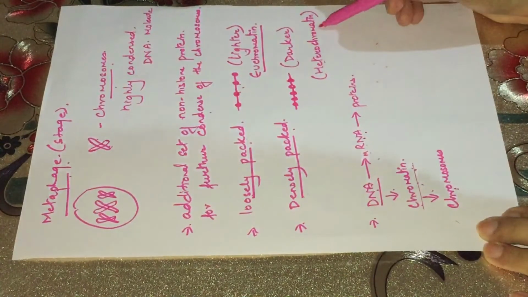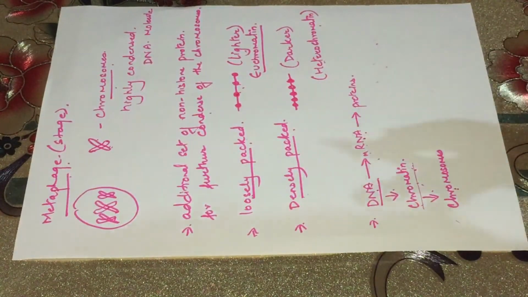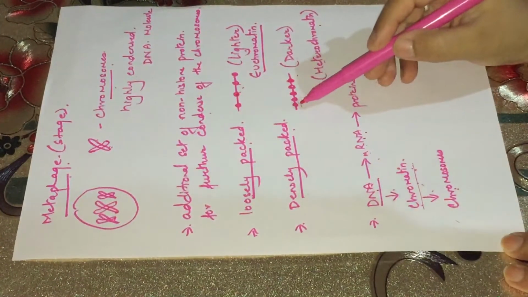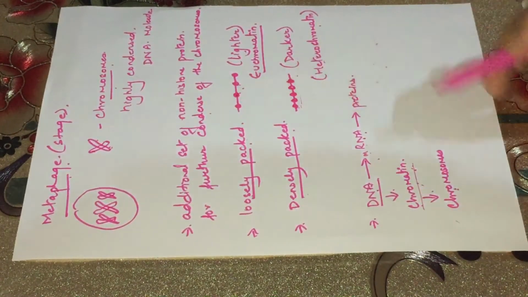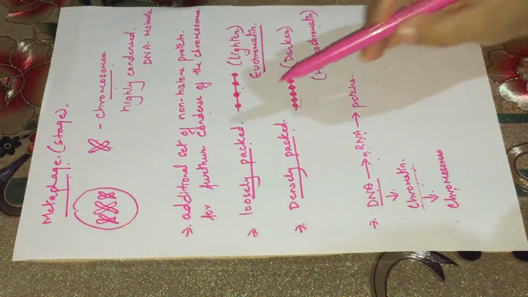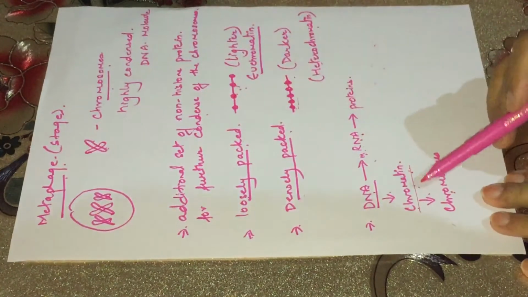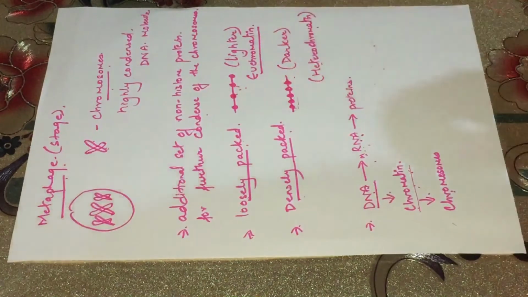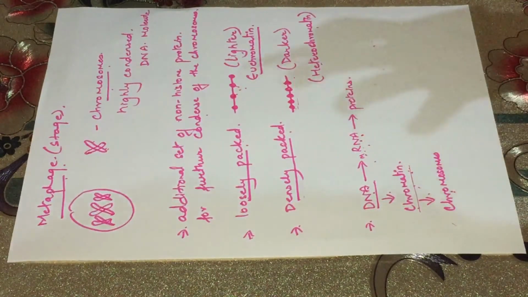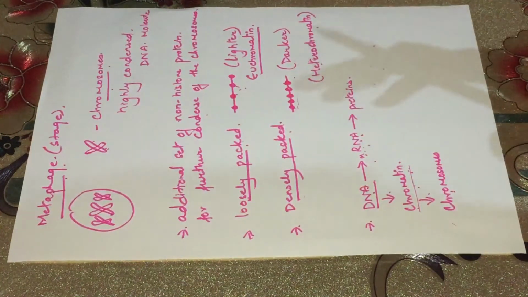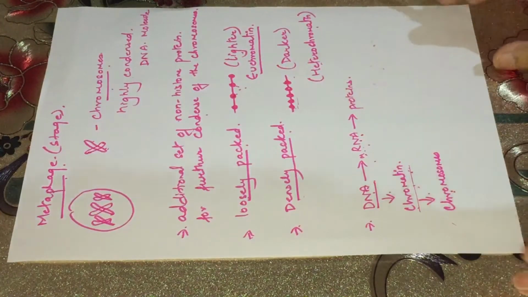But heterochromatin is transcriptionally passive. That means it does not take part in transcription activity. That part of DNA is not transcribed into mRNA. Only the DNA that is loosely packed is transcribed into mRNA. That means loosely packed euchromatin is the more transcriptionally active part of the DNA. All right, so this is all about packaging of DNA.